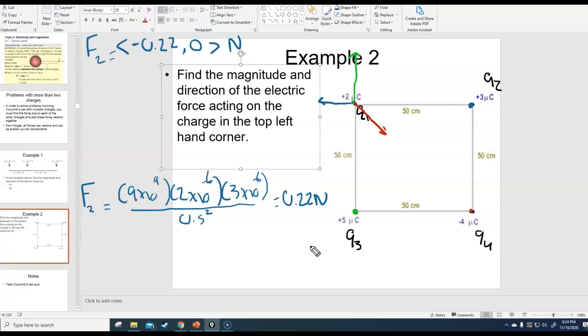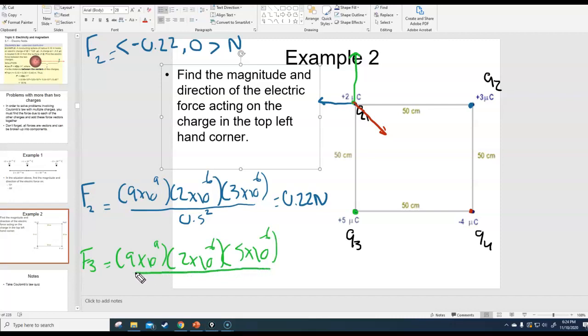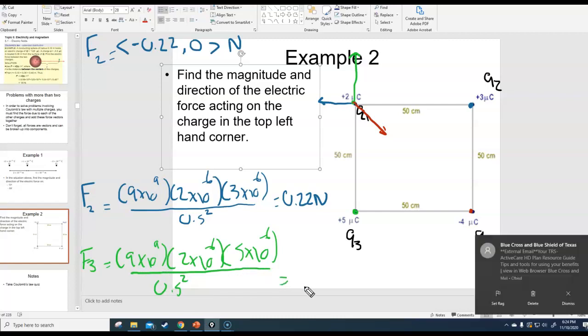Now I'm going to calculate the force from Q3 onto Q1. And again, I'm going to use Coulomb's law. That's k, or 9 times 10 to the 9. Q1 is still going to be 2 times 10 to the negative 6. Q3 is going to be 5 times 10 to the negative 6, divided by the distance between them squared, which is the same value because it is a square.